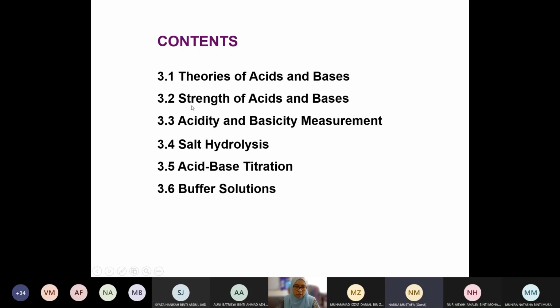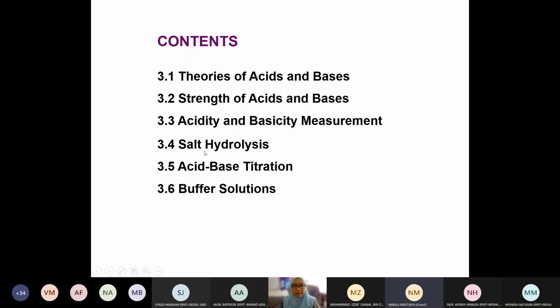Strength of acids and bases, a lot. Acidity and basicity measurement: this is how we measure the acid and base. And then after that we have salt hydrolysis. We know that when acid reacts with base, the reaction will produce salt. Even the salt has its own pH. In case you don't know, salt has its own pH. It does not necessarily mean that when we are talking about salt, the pH will be 7. Not necessarily. We have acidic salts and we have basic salts.